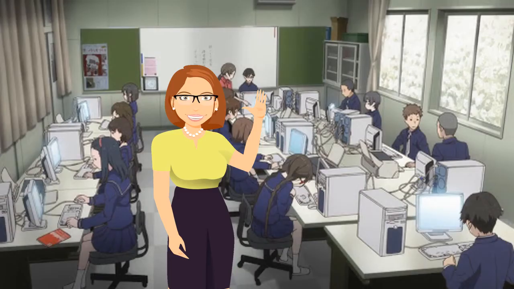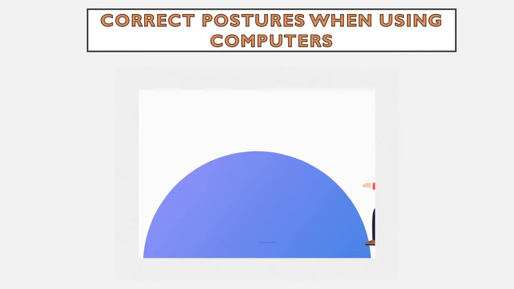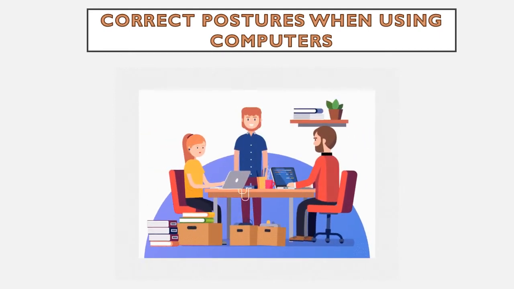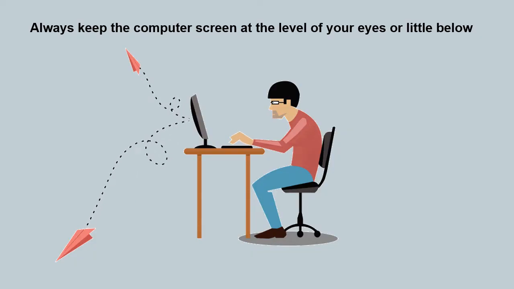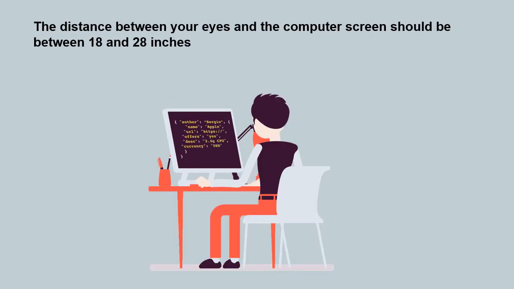It is common for various health problems to occur when using computers constantly. Most of the illnesses occur due to the lack of maintaining a correct posture. So, we need to practice maintaining a correct posture from our childhood. Correct postures when using computers. Always keep the computer screen at the level of your eyes or a little below. The distance between your eyes and the computer screen should be between 18 and 28 inches.